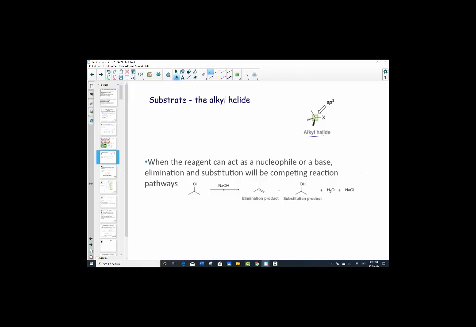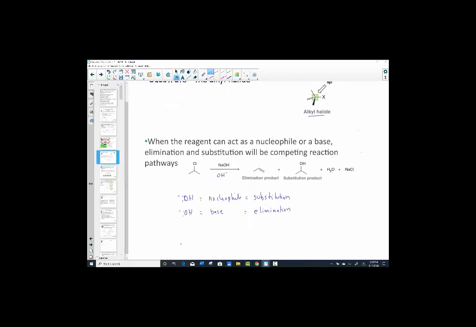So here we have sodium hydroxide, sodium of course being the spectator ion. Hydroxide, will it react, and thinking that through, if it acts as a nucleophile, we will promote nucleophilic substitution. But if the hydroxide acts as a base, it will promote elimination. And let's think about really what we're saying there.